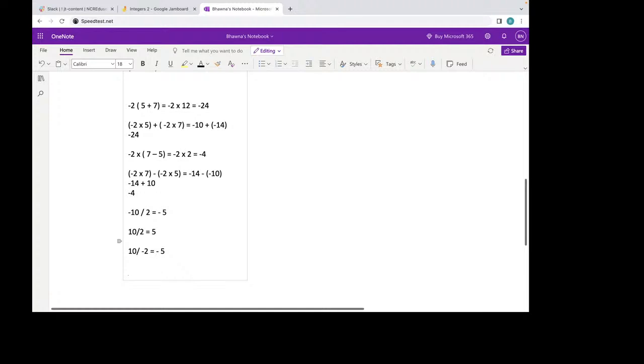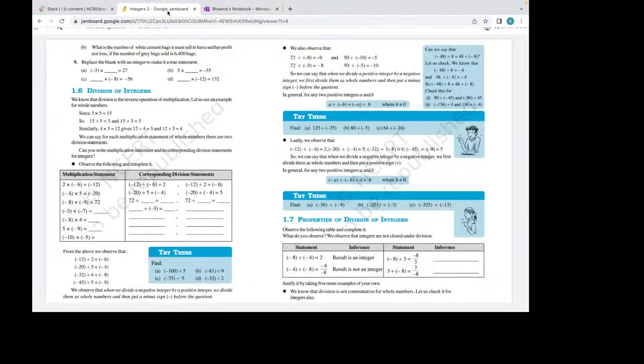Okay, and the last situation is where both are negative. When both are negative, we get a positive, like in multiplication. Like in multiplication, when we multiply two negative integers, we get a positive integer. This time as well, when we divide two negative numbers, when the dividend is negative and the divisor is also negative, we get a positive quotient. Okay, I hope this is clear to everyone.